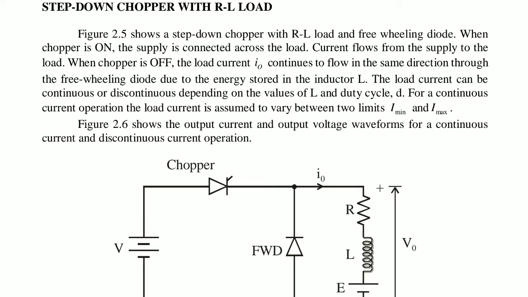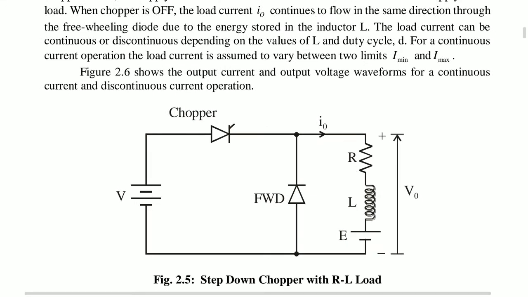The load current can be continuous or discontinuous depending on the values of inductor L and the duty cycle D. For continuous current operation, the load current is assumed to vary between two limits, that is output current I minimum and I maximum. So this is the very basic step down chopper circuit with RL load, and the freewheeling diode is connected, as we can see from this circuit diagram.